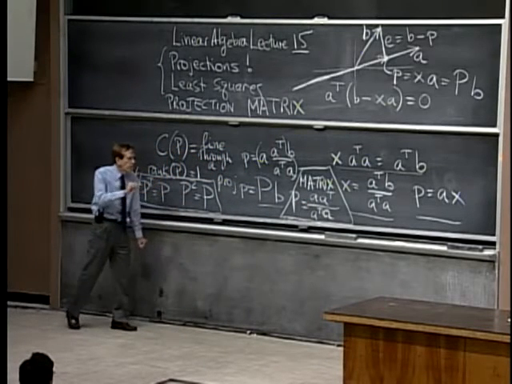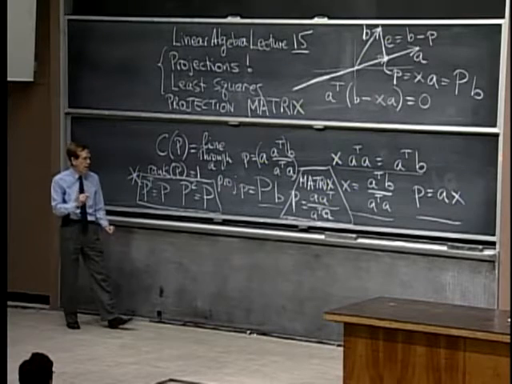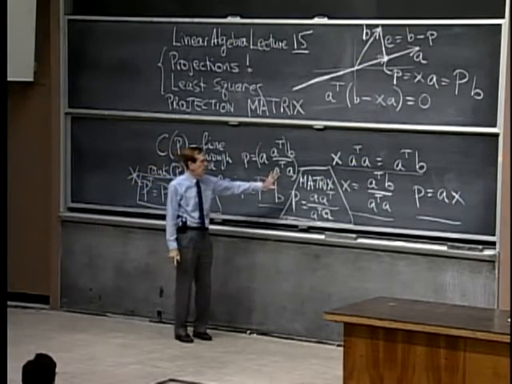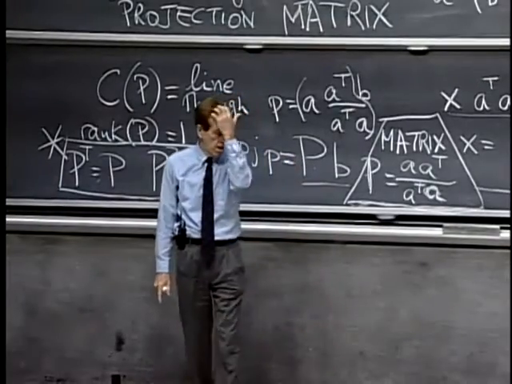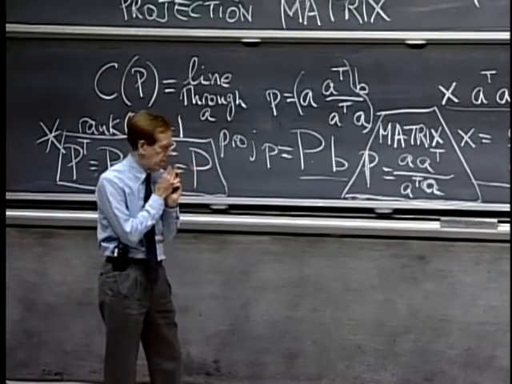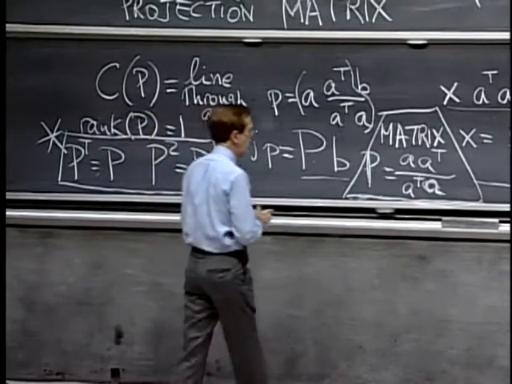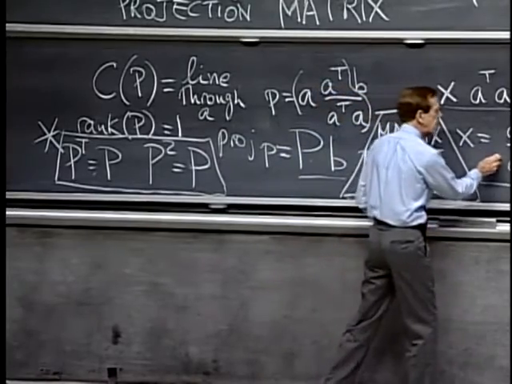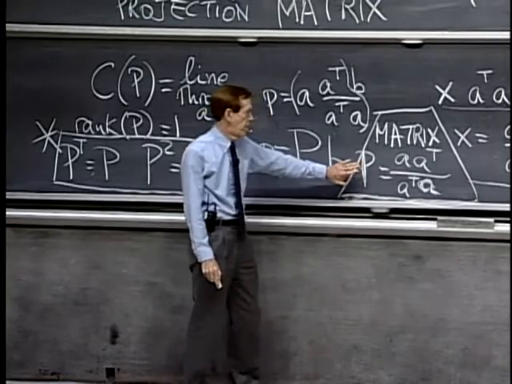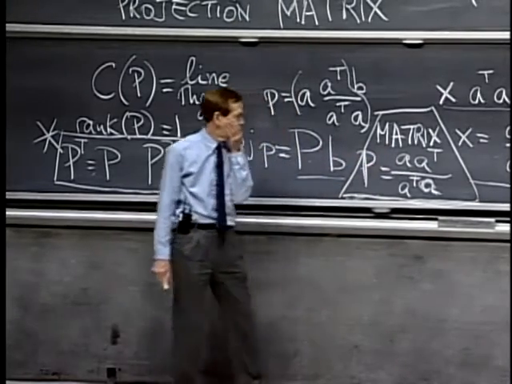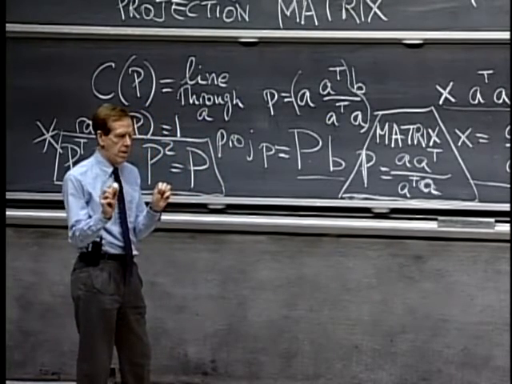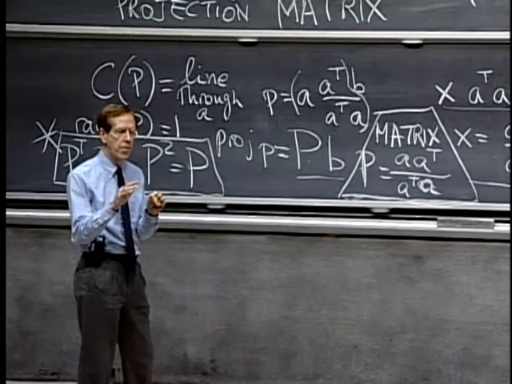Okay, and then here's the exact formula. When I know what I'm projecting onto, that line through a, then I know what P is. So do you see that I have all the pieces here for projection on a line? Please remember those. There are three formulas to remember: the formula for x, the formula for p, which is just a x, and then the formula for capital P, which is the matrix. Good.